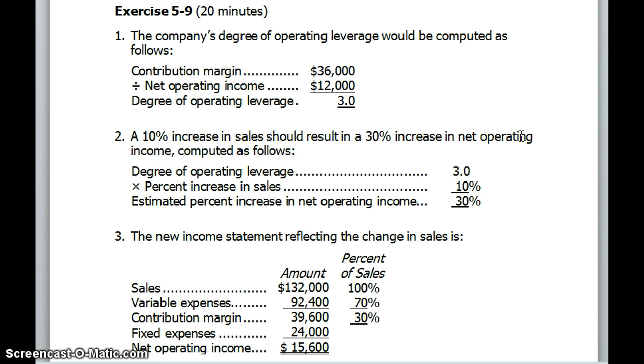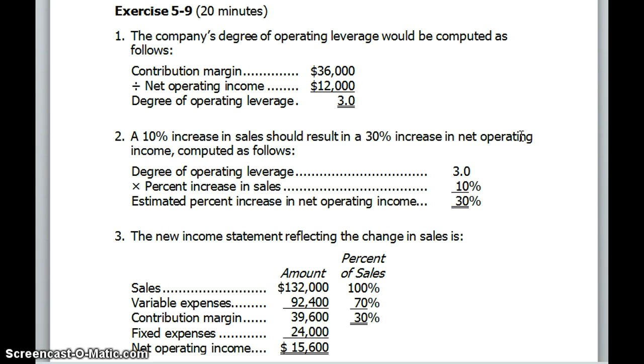Part 2 says, using the degree of operating leverage, estimate the impact on net operating income of a 10% increase in sales. What we do here is we take the degree of operating leverage of 3.0, which was calculated in part 1, multiply it by the percent increase in sales of 10% to come up with a 30% increase in net operating income. So what this basically tells us is that given this company's 3.0 degree of operating leverage, if they were to have a 10% increase in sales, they would in result have a 30% increase in profits or net operating income.